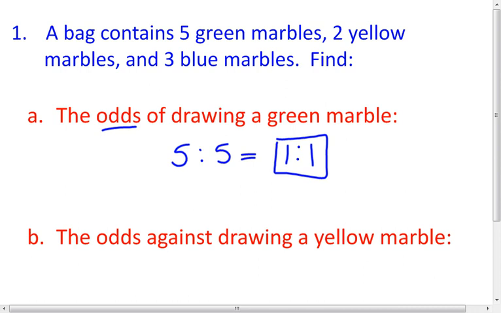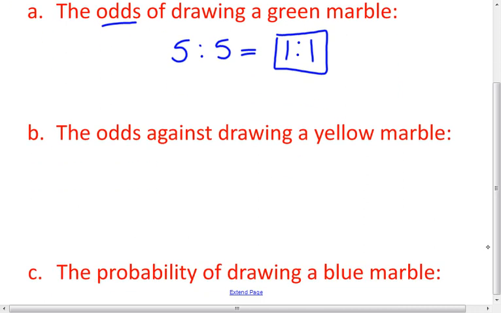Okay? And then the odds against drawing a yellow. And so there are 8 marbles that are not yellow. There are 2 marbles that are yellow. And I'm going to think of that as a fraction and reduce that to 4 to 1.